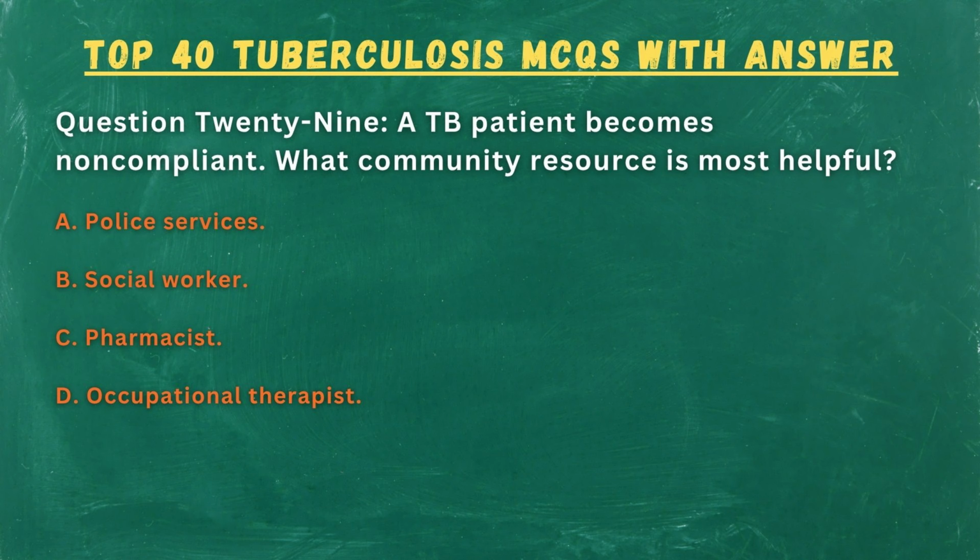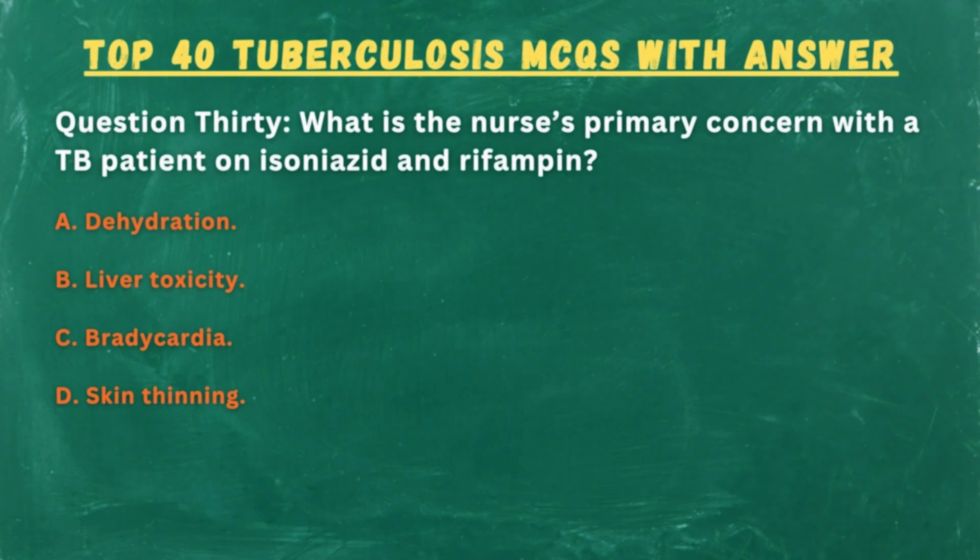Question 29. A TB patient becomes non-compliant. What community resource is most helpful? A. Police services. B. Social worker. C. Pharmacist. D. Occupational therapist. Answer. B. Social worker.